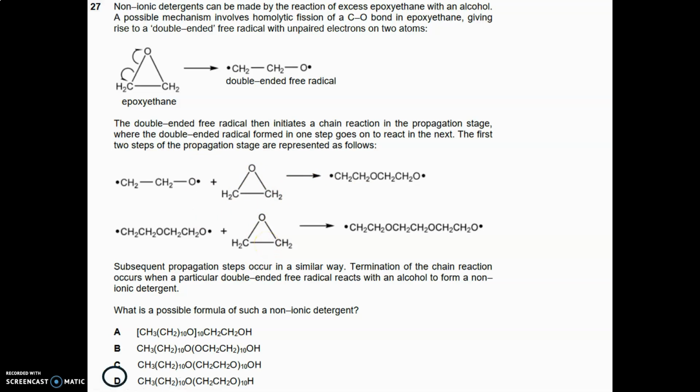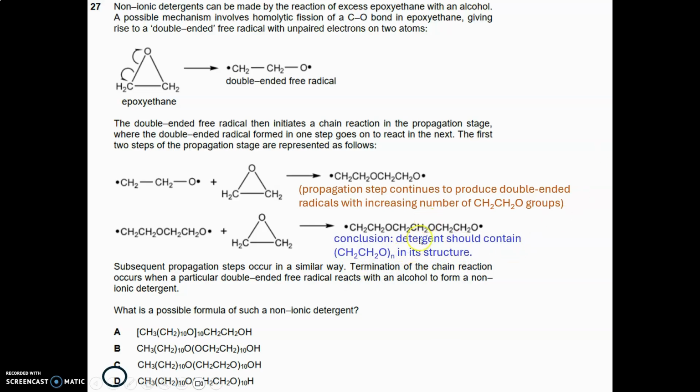So the first thing to notice is that every propagation step continues to produce double-ended radicals that have an increasing number of CH2-CH2O groups. Or you can say that this CH2-CH2O group is a repeating unit. You'll see this multiple times in a molecule of the non-ionic detergent. So therefore, the detergent should contain this structural feature, (CH2CH2O)n, in its structure, which means that A is wrong because it does not contain such a structure.